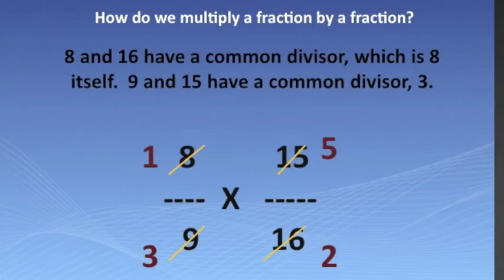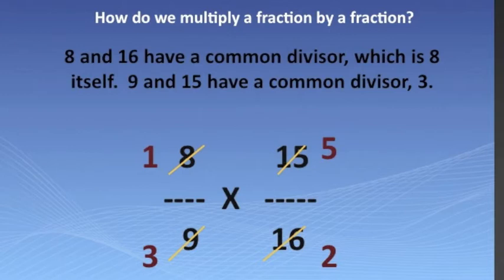8 and 16 have a common divisor, which is 8 itself. That is to say, 8 and 16 can both be divided by 8 with an even answer. 9 and 15 also have a common divisor, 3. 9 and 15 can be divided by 3 and get 3 and 5, which are even answers. 8 divided by 8 is 1. 9 divided by 3 is 3.